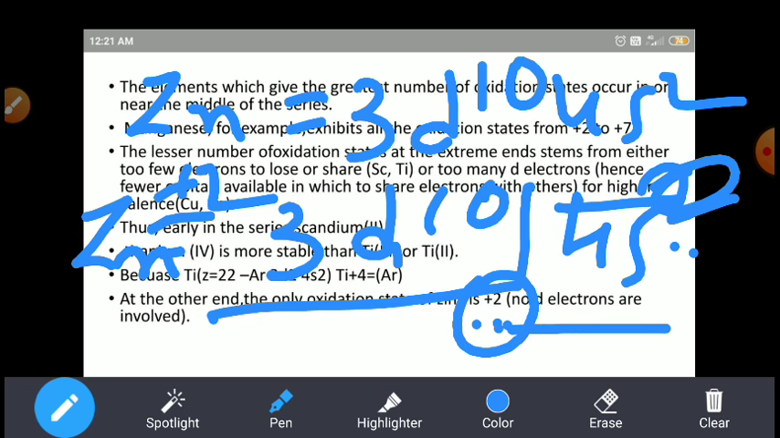The d orbital electrons are never released, so they never show any oxidation state here. Only the electrons from the 4s orbital are removed. So that's why these show the oxidation state here.